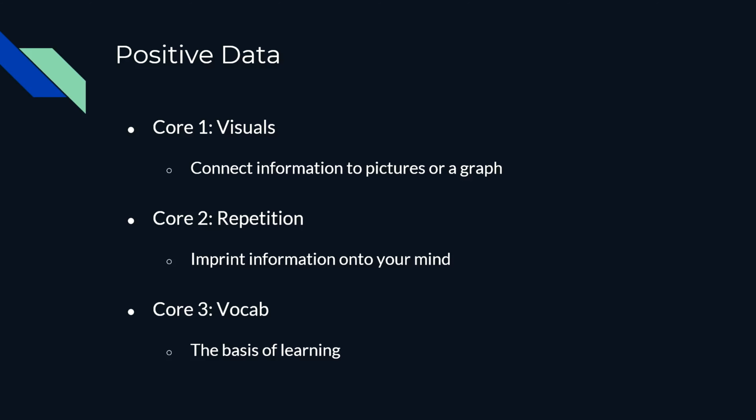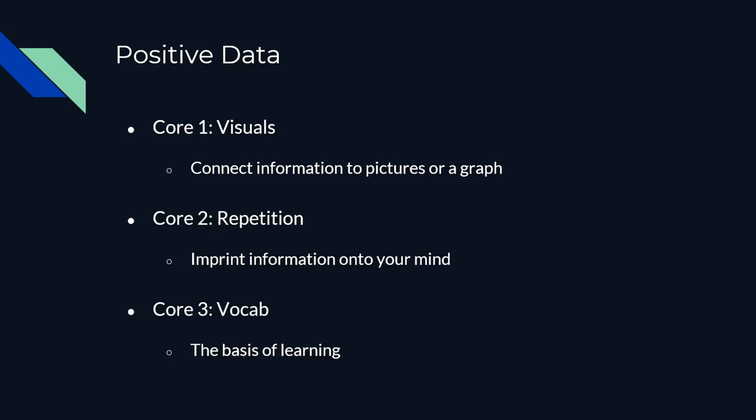So for the positive data, there were 3 primary cores. Core 1 was visuals. They wanted to be able to connect information to pictures or graphs and memorize where that location was so that they can more easily visualize it in their head and use it during tests or other times where they would need to use that information.